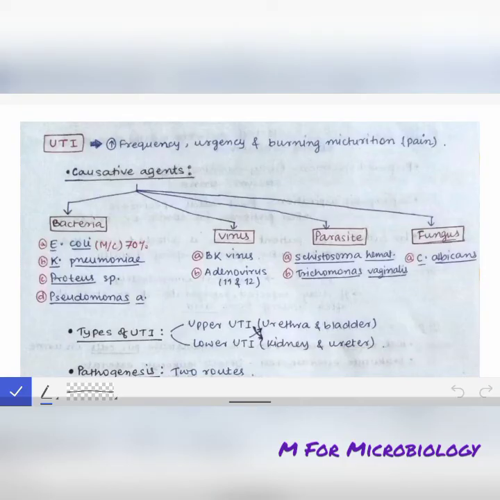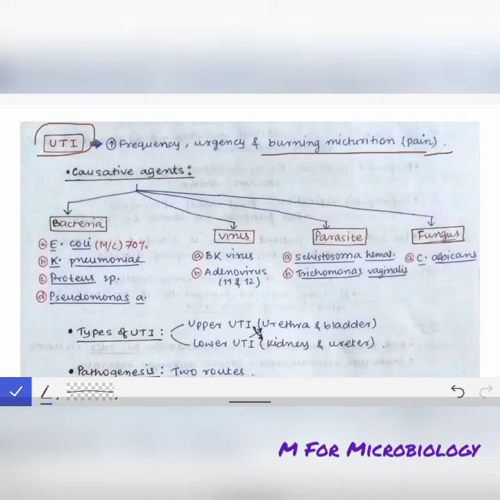They give you clinical based questions, like a patient, a male or a female. Generally, they give a female patient who is presenting to you in the OPD with increased frequency of urination and also increased urgency. But the most important point is the burning micturition. Then you have to diagnose that it is a case of urinary tract infection, UTI.